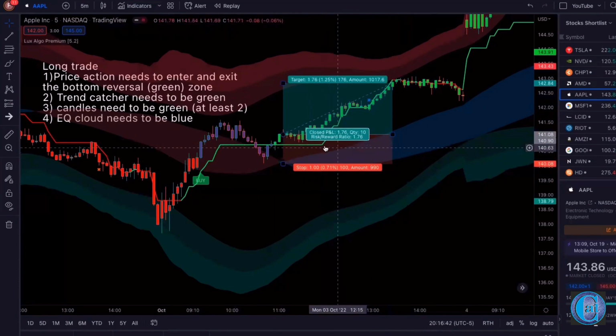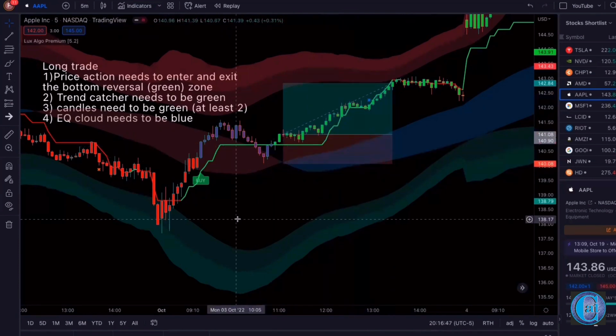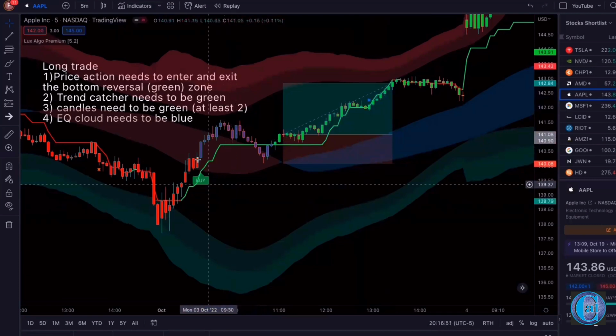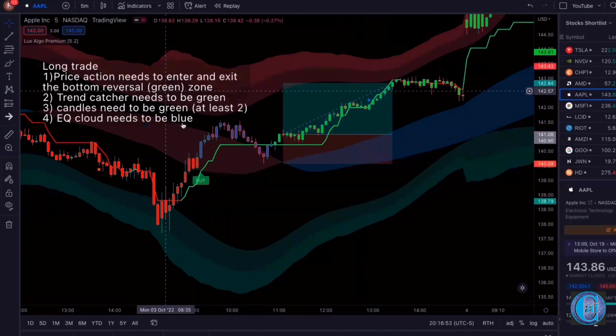So that is for a long position, okay? I'm going to show you guys an example of the short position as well, and show you the entry and exit rules for the short position.